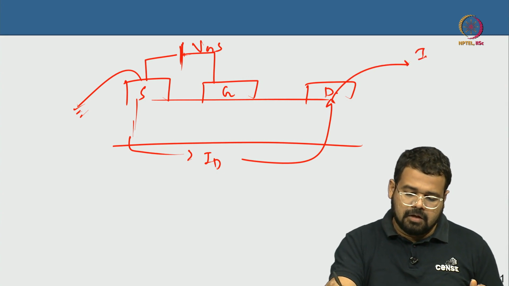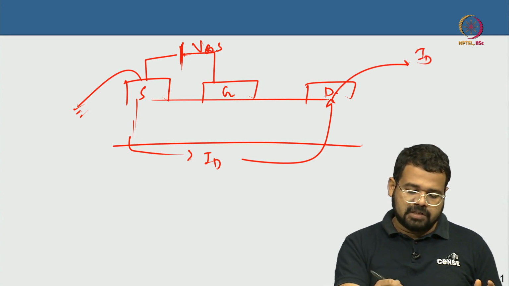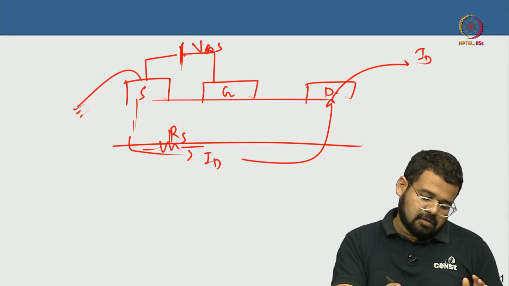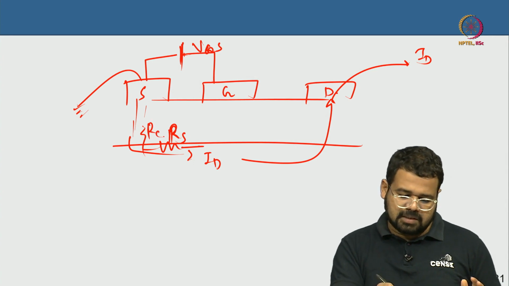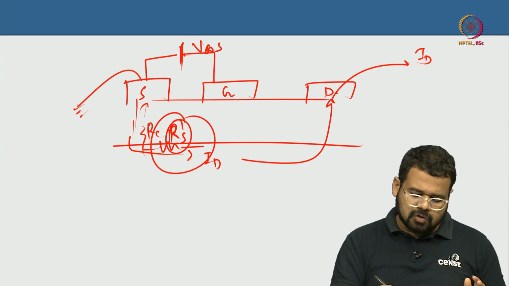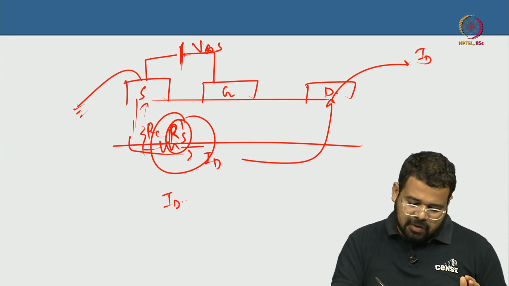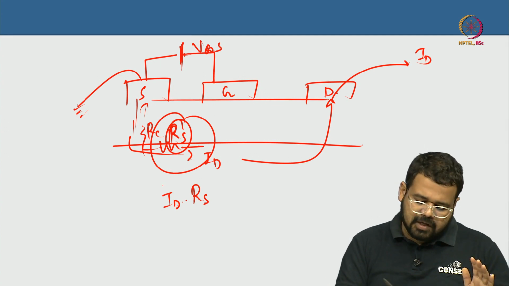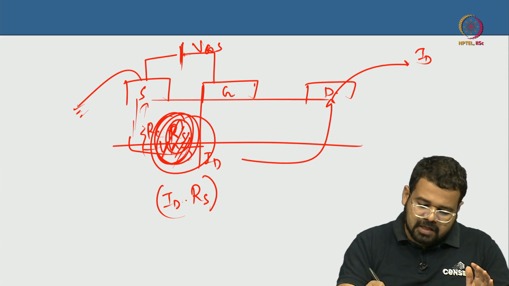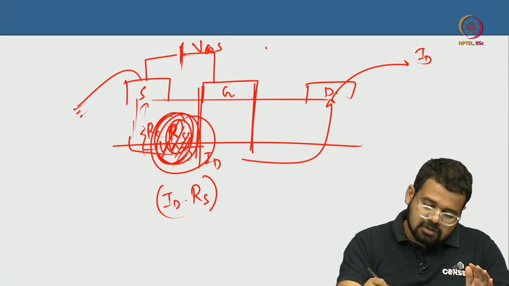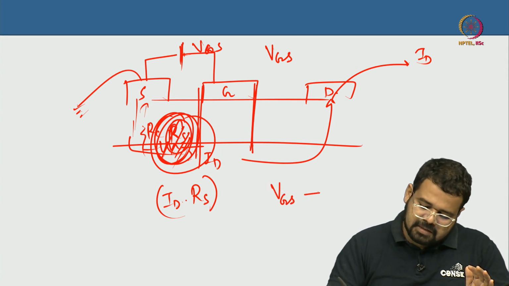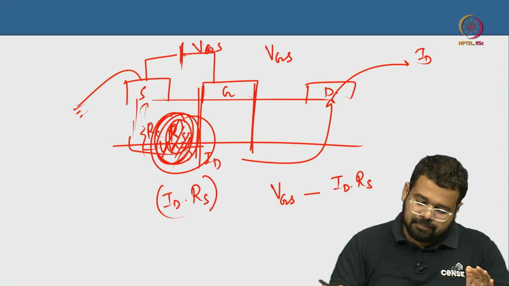Not all of the applied voltage is actually between the source and the gate, because there is an excess resistance here, and that also includes the contact resistance to some extent. So some voltage is dropping here, correct. ID, the current that is flowing, times RS is the voltage that is actually dropping on this excess resistance. So the true voltage that the gate actually sees is not VGS, but VGS minus ID times RS.